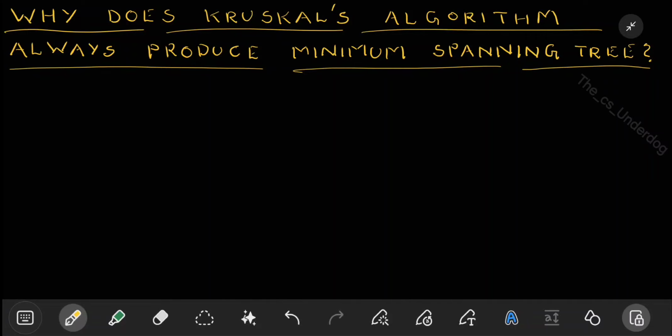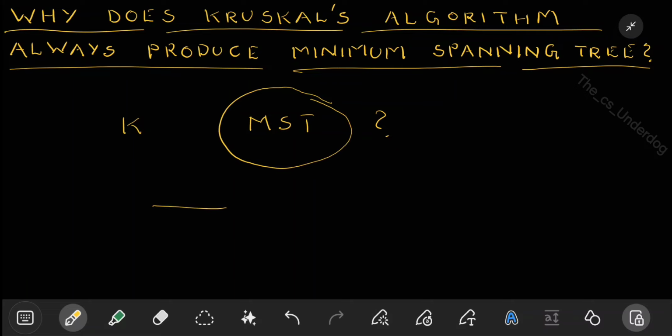Why does Kruskal's algorithm always produce a minimum spanning tree? In the last two lectures, we learned about Kruskal's algorithm, and there we had seen that Kruskal's algorithm always produces a minimum spanning tree of a graph. Then the question is, how can you say that this algorithm's output is always a minimum spanning tree?